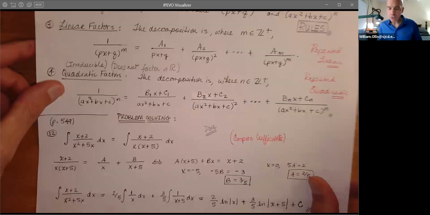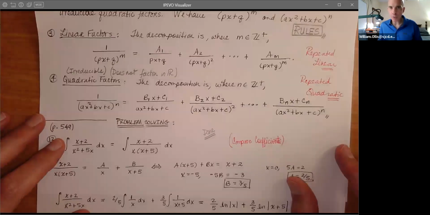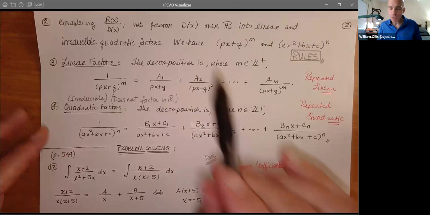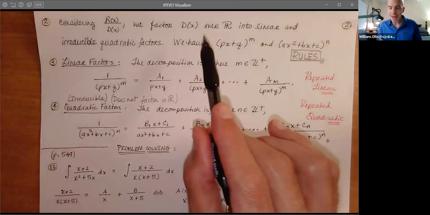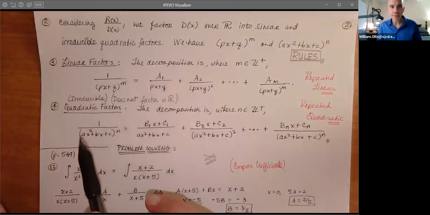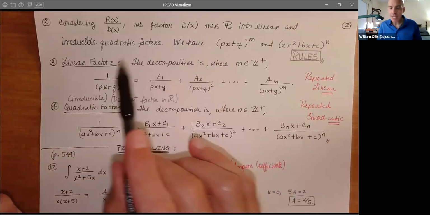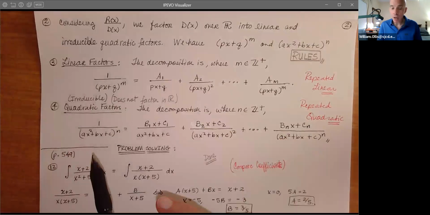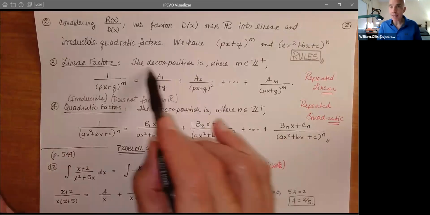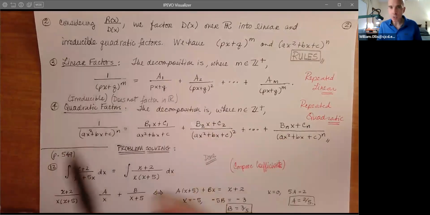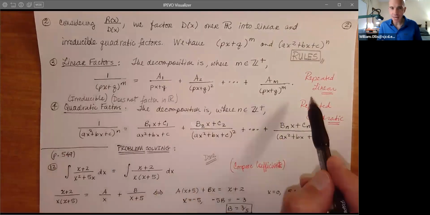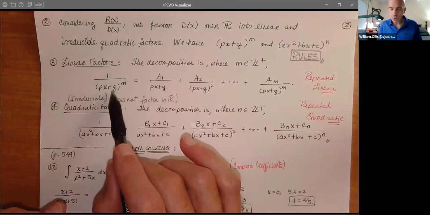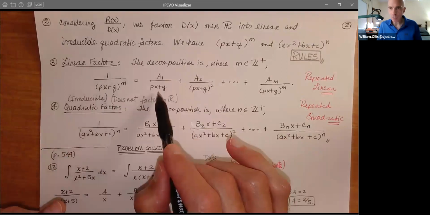And then here's what we want to do. This is what we want to think of. We're going to be able to look at D as factored over R. It's either going to have irreducible quadratic factors like x squared plus 1, or it's going to have these linear factors. And so what we're going to do is what we just did in the last example. If we have a repeated factor, we'll start with the first power and go up to that repeated factor.